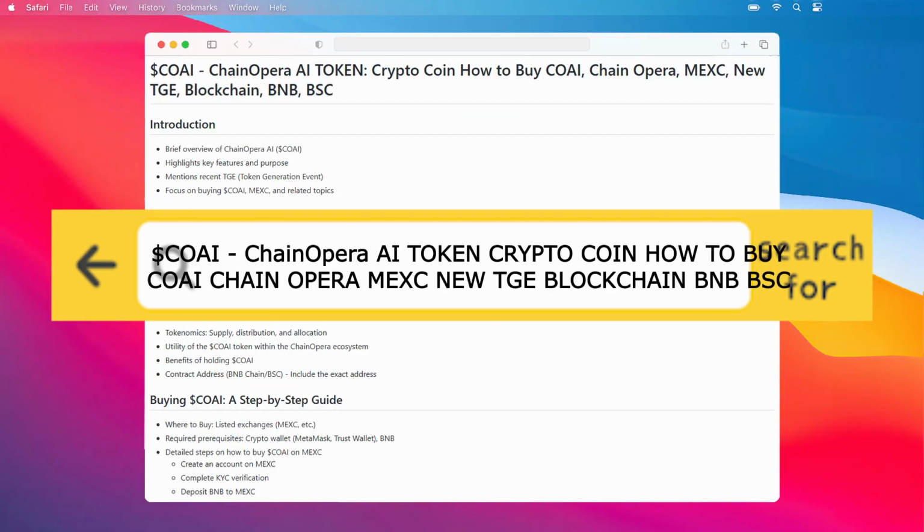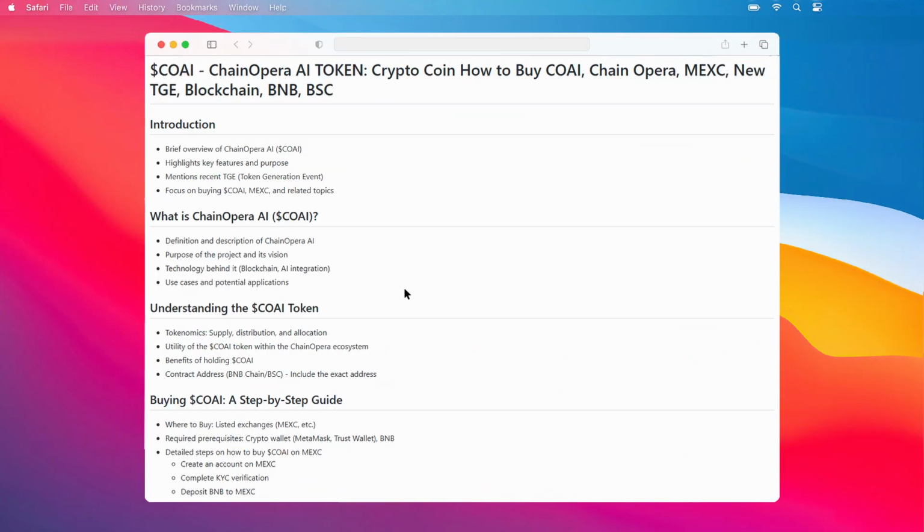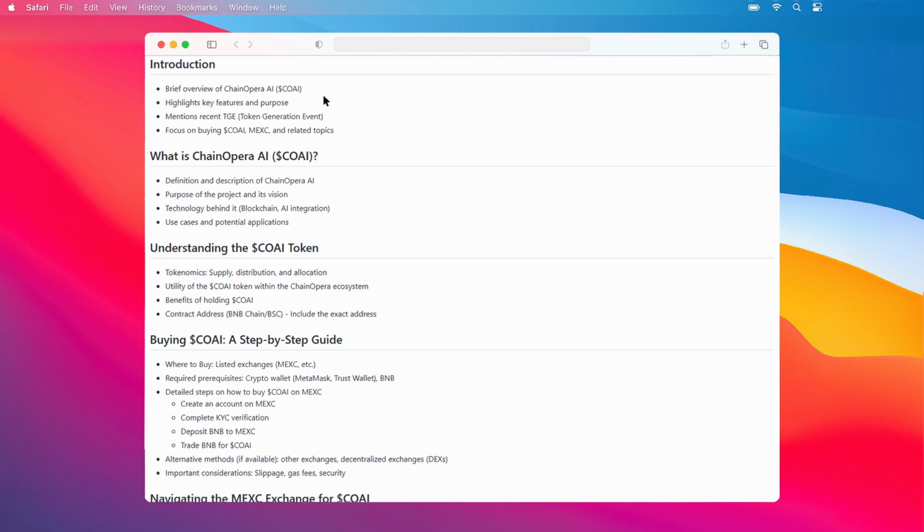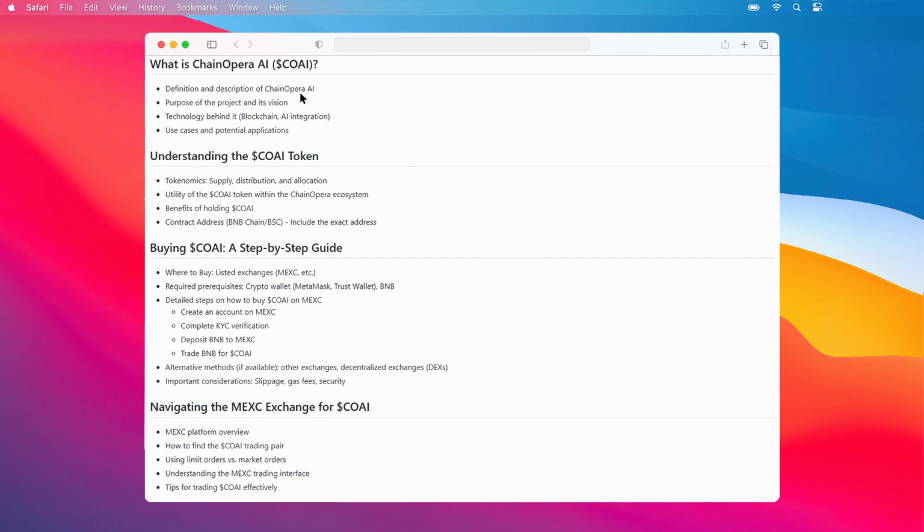Welcome back to Helper. Today, we're diving into ChainOpera AI and its $COAI token, exploring how you can potentially buy it. We'll be touching on crypto coins, ChainOpera itself, the MEXC exchange, the recent TGE, and the underlying blockchain technology, particularly BNB and BSC. Let's start with defining what ChainOpera AI, $COAI, actually is.